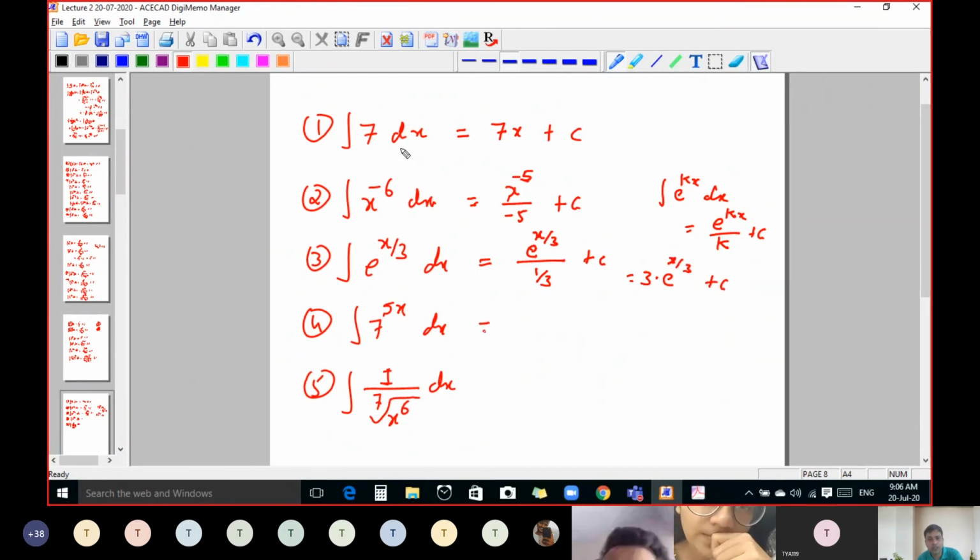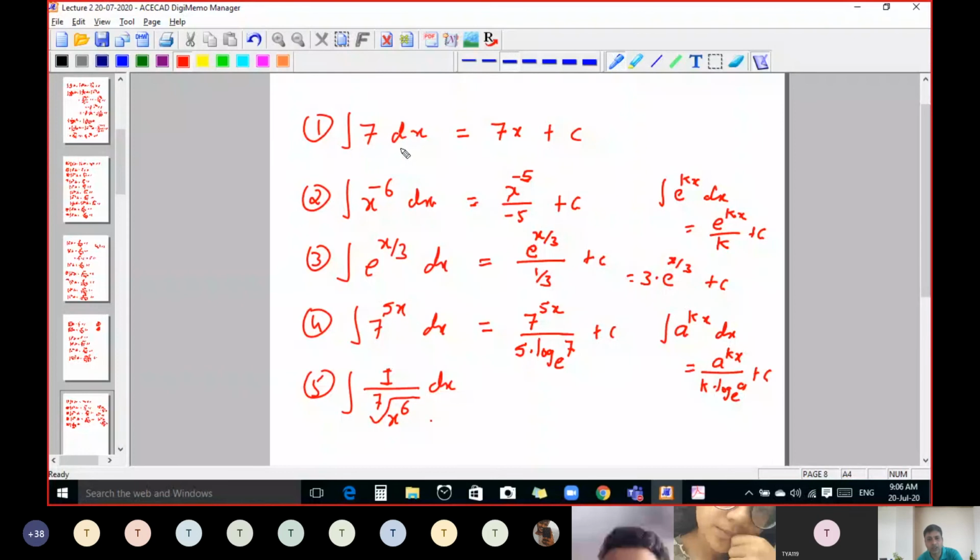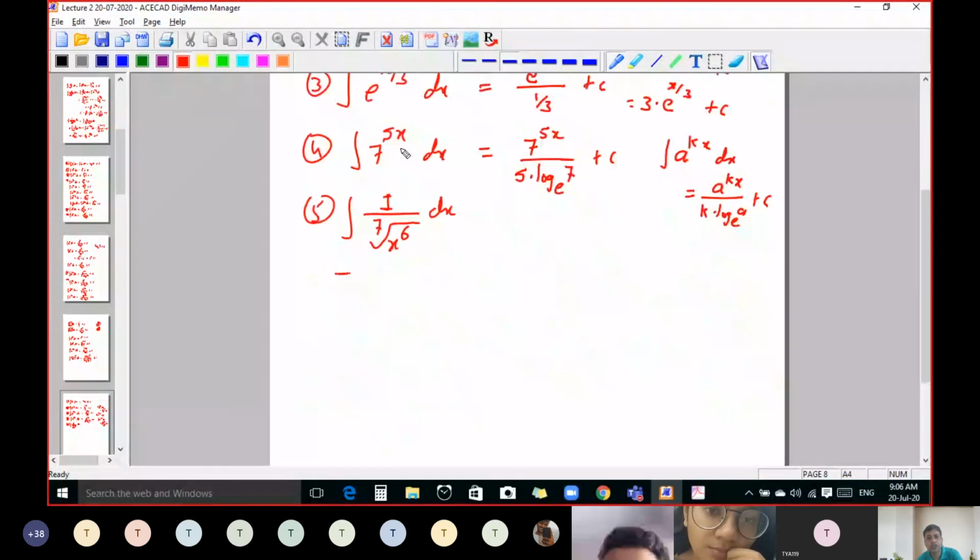Integration of 7 raised to 5x. The answer for that is 7 raised to 5x upon 5 into log 7 base e plus c. According to the result for a raised to kx, the answer is a raised to kx upon k into log a base e plus c. Now this question, first of all we have to simplify.